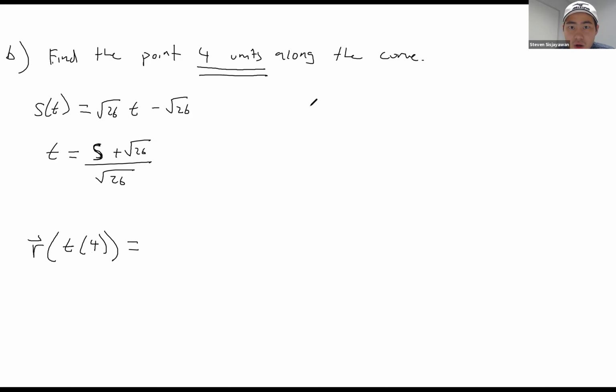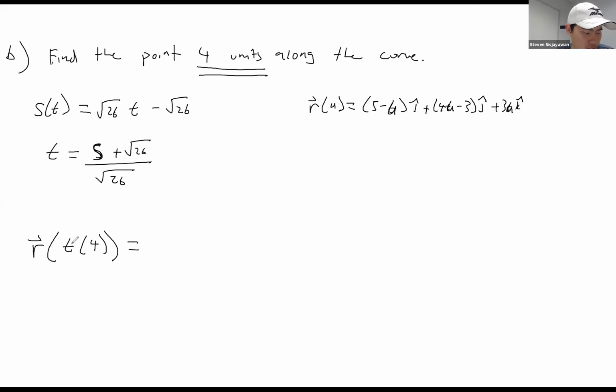So if I were to copy this down, R of u is equal to 5 minus t i hat plus 4t minus 3 j hat plus 3t k hat. What you're essentially doing is plugging in s to figure out my t, or u, sorry.